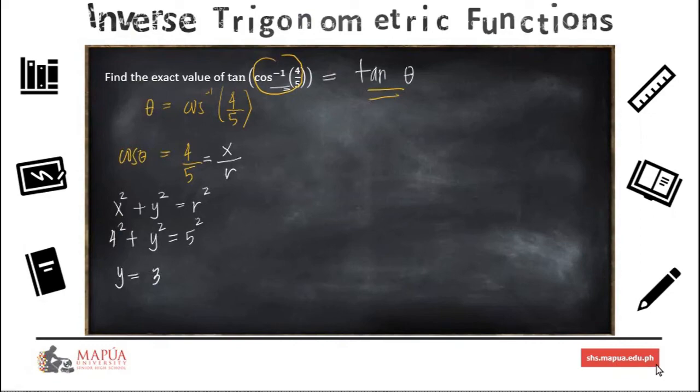Then tangent theta is equal to opposite side over the adjacent side. And we know that the opposite side is 3 and the adjacent side is 4. And this is the final answer, or the value of tangent arccosine of 4 over 5.